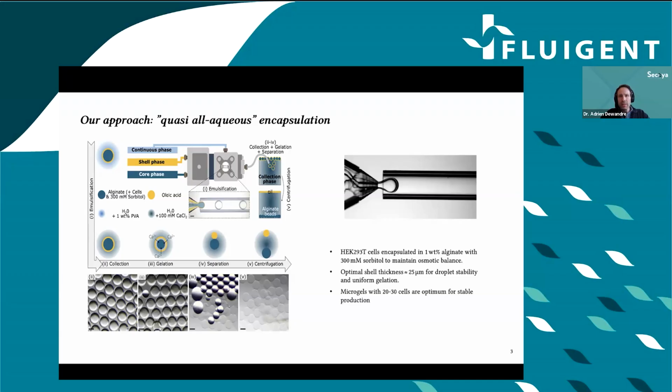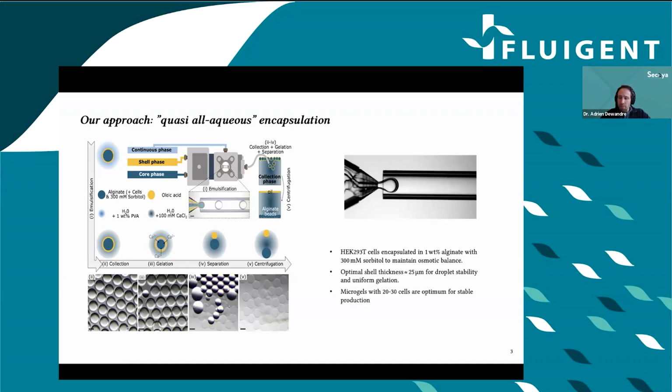So the double emulsion produced in the Raydrop with alginate core, oleic acid shell, and water continuous phase will be collected in a bath with calcium chloride, and this calcium chloride will diffuse through the oil shell, causing the alginate to shrink and gel. And this process is quite slow. It will take a few minutes.